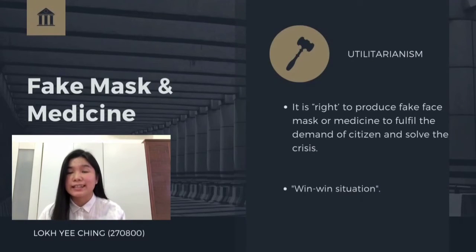Since we mentioned that the ethical issue is the corporate issue of business ethics, utilitarianism is the ethical principle that matches this case. According to utilitarianism, it is right as long as the action will produce the greatest net benefits or lowest cost. So it is right to produce fake face masks or medicine to fulfill the demand of citizens and solve the crisis. The manufacturer can make money and at the same time, citizens can get what they want. This is a win-win situation.